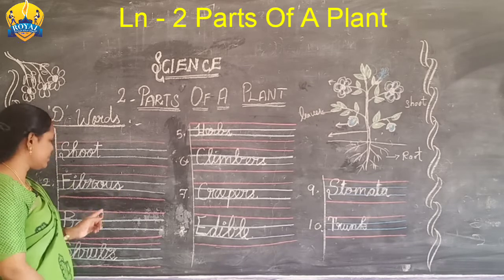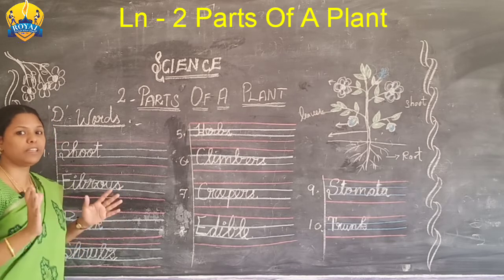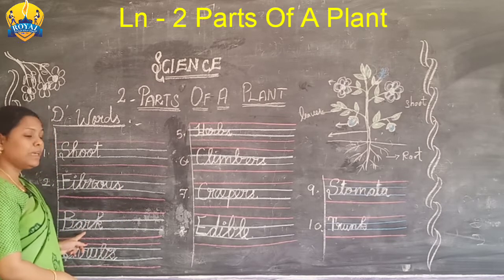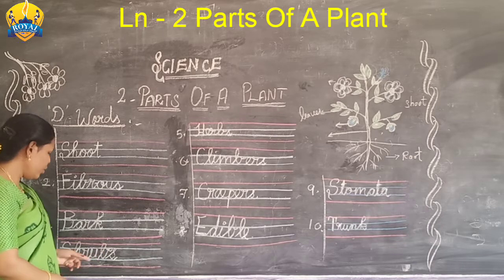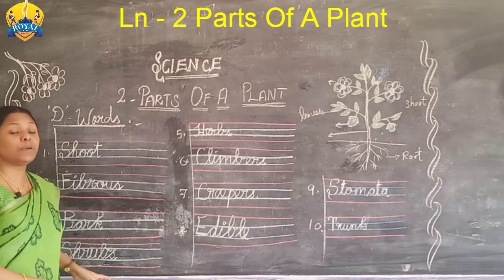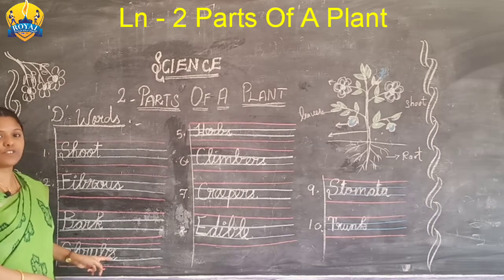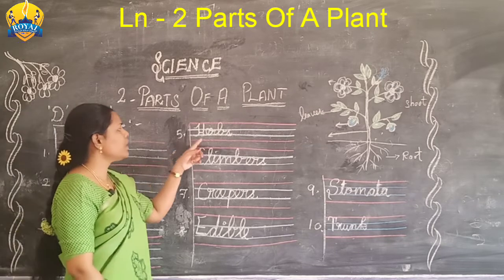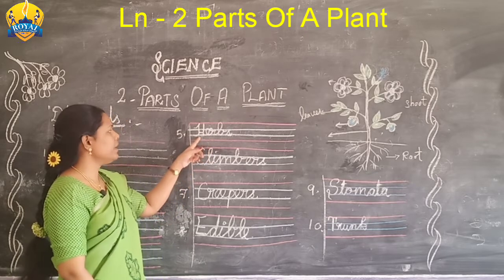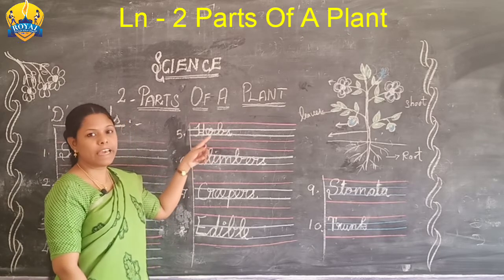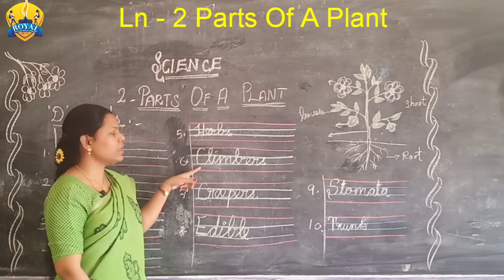Fibrous. Third one, bark. Bark is the big trunk of a tree. B-A-R-K, bark. Fourth one, shrubs. These are types of stems. S-H-R-U-B-S, shrubs. The fifth one, herbs. This is another type of stem. H-E-R-B-S. Next one, climbers.